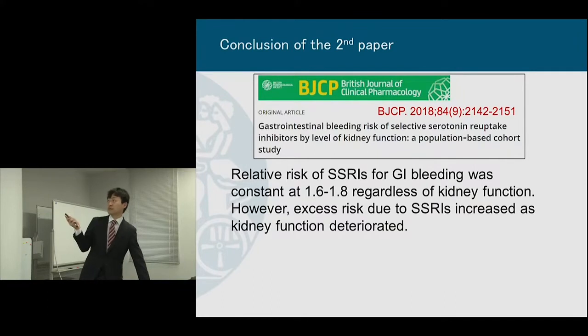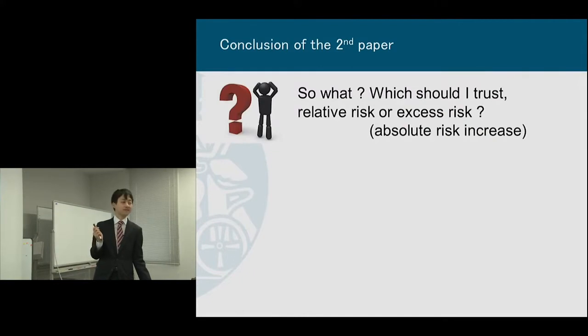Okay. To conclude the second paper, the relative risk of SSRIs for GI bleeding was constant at 1.6 to 1.5, 1.8, regardless of kidney function. But the excess risk, or absolute risk increase, increased as kidney function deteriorated. But my question again, so what? Which should I trust, relative risk or excess risk? Or in the end, can we prescribe antidepressants to patients with CKD or not?